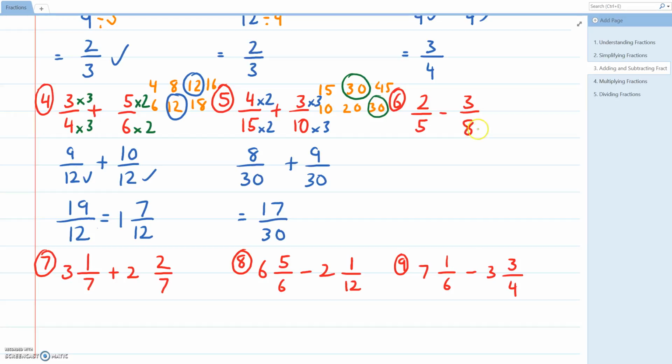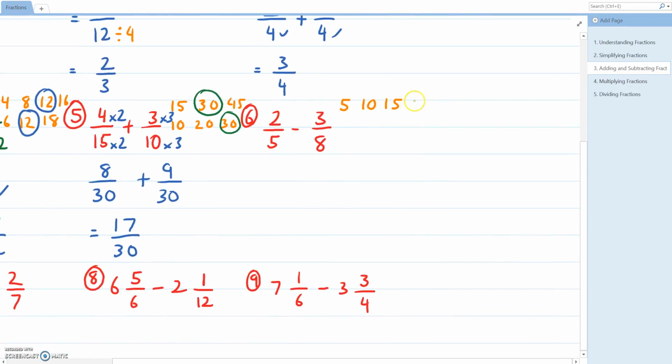Okay, 5 and 8, it's always a tricky one. So I'm going to write out my multiples of 5, which is 5, 10, 15, I might need to do a few of these, 20, 25, 30, 35, 40.